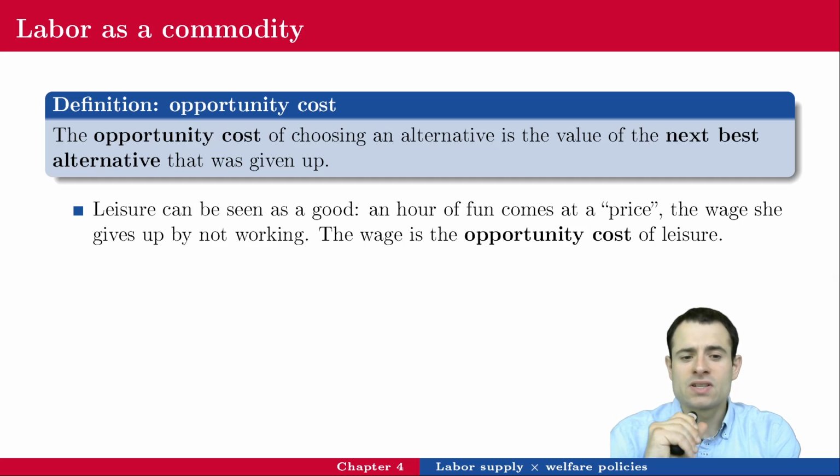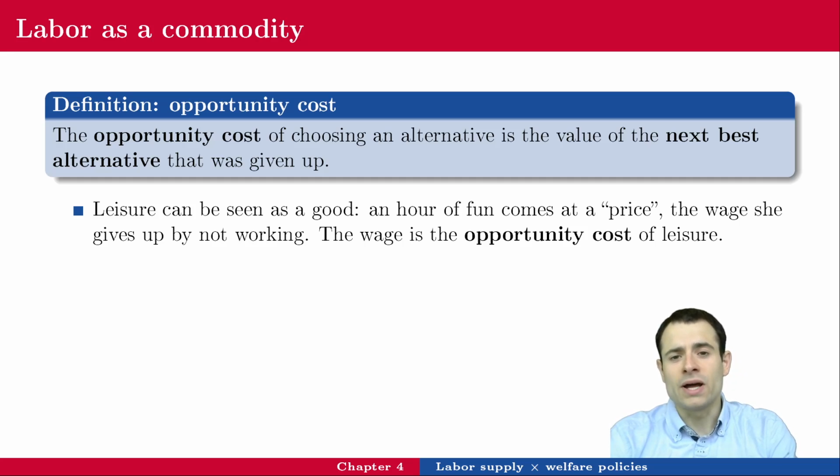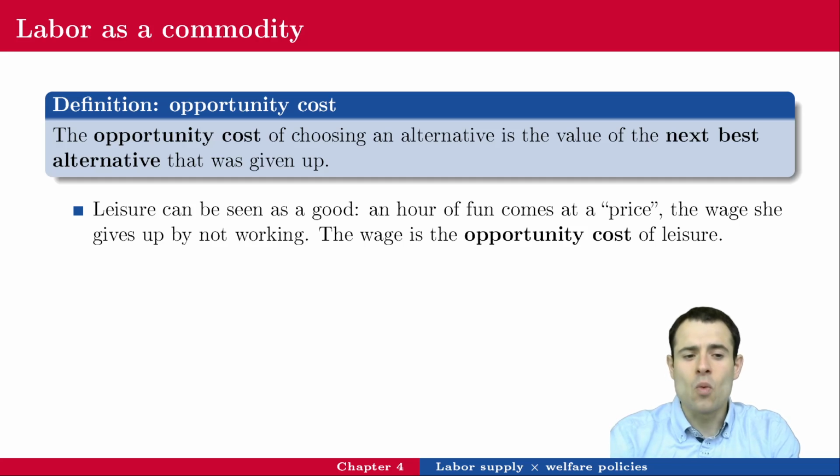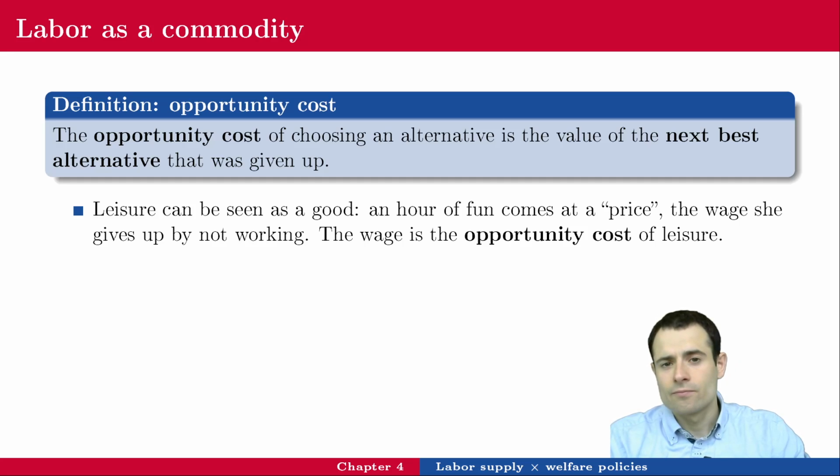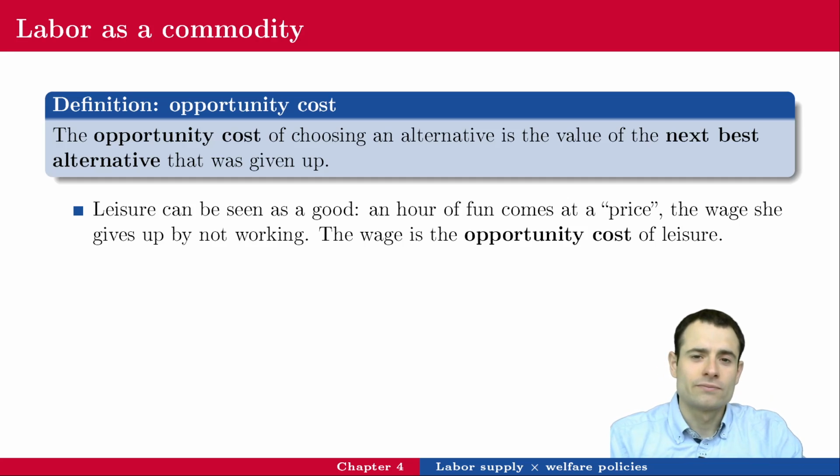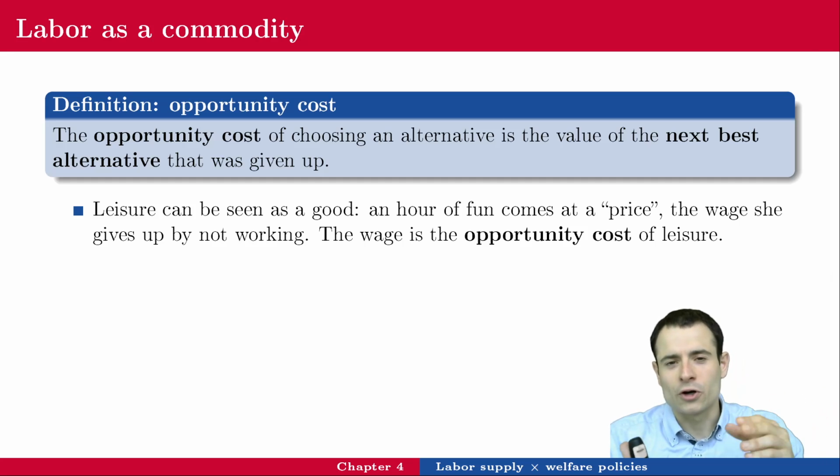I talk about this because leisure can be seen as a good. An hour of fun comes at a price. This price is an opportunity price. This is the wage the agent gave up by not working. So the wage in this sense is the opportunity cost of leisure. If today I decide to take an hour off, I decide to leave an hour early, I am giving up on a full hour of wage. If this is my next best alternative, then this is what it cost me to go home earlier or to quit work earlier.